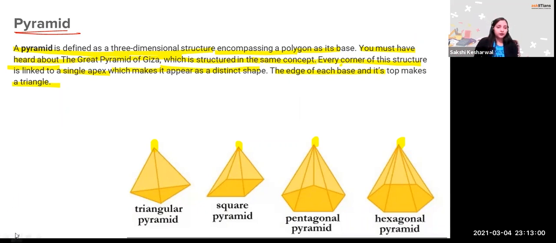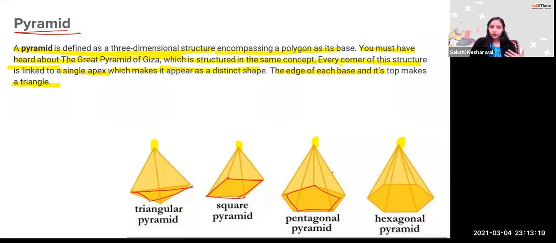Now, if the base is what? A triangle, then it is said to be a triangular pyramid. If the base is a square, then we say this is a square pyramid, right? And if the base is a pentagon, then we take it as a pentagonal pyramid. And if the base is a hexagon, we say it's a hexagonal pyramid, right?